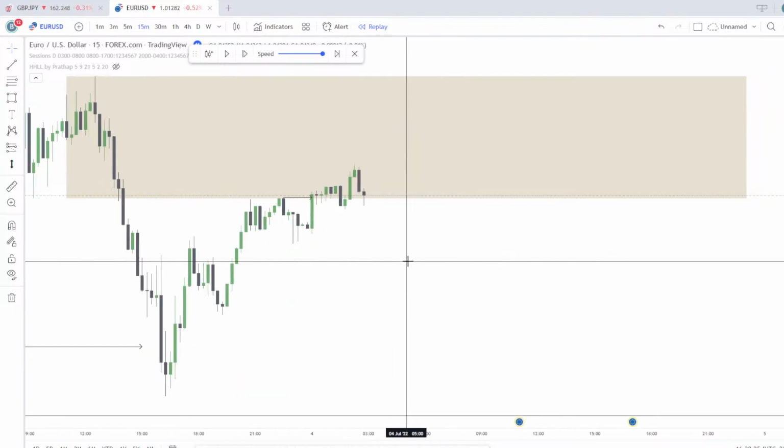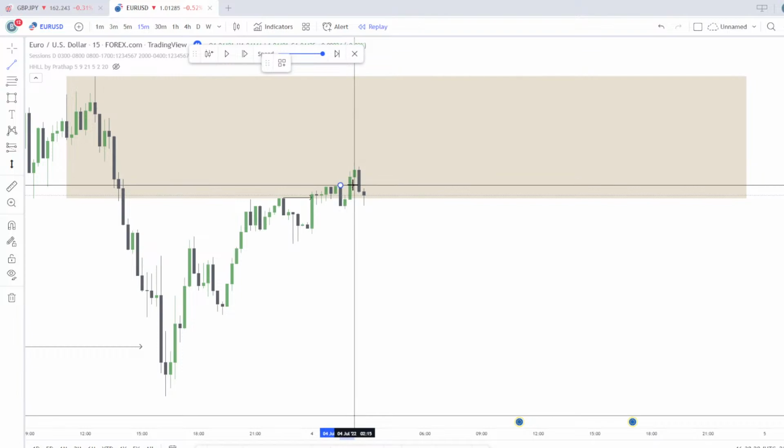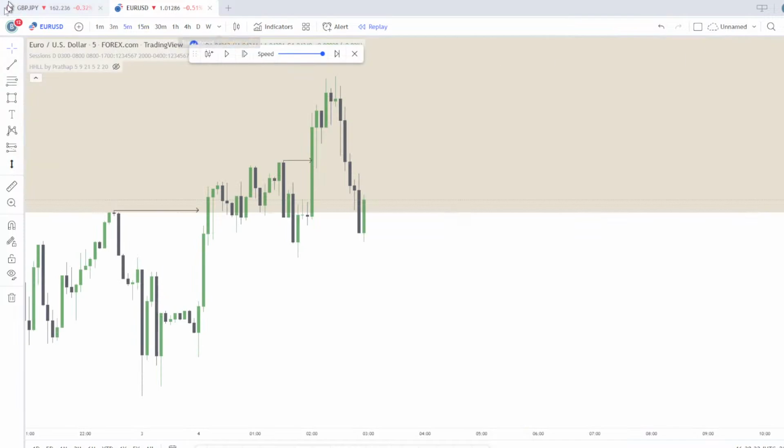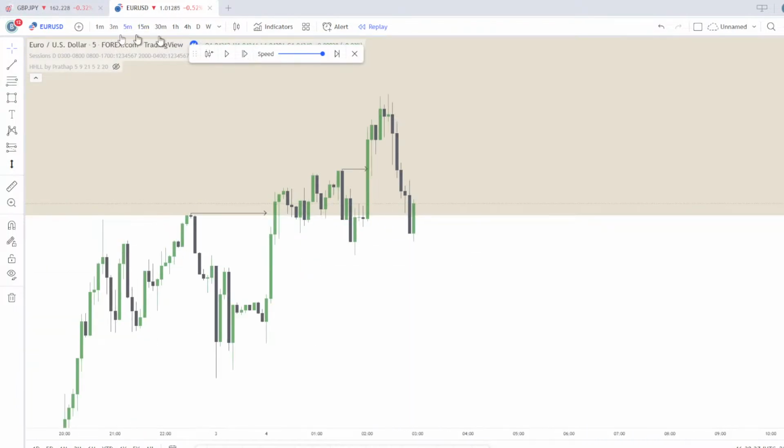So then you can see the price tapped into our big area of interest, and now we're looking for our area confirmations, which we will teach in our course that we're creating. We can't give away too much source there.